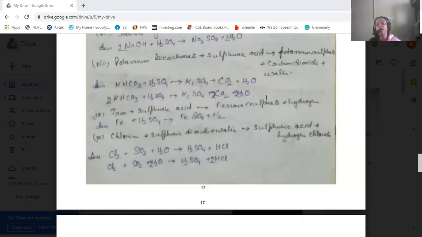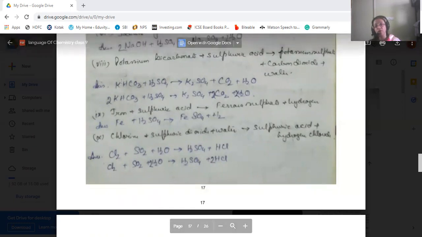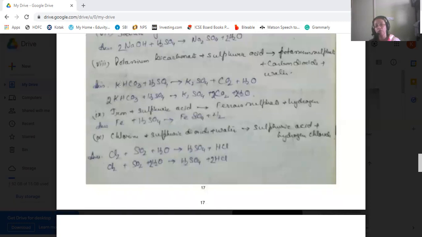Then potassium bicarbonate and sulfuric acid gives us potassium sulfate, carbon dioxide, and water. So KHCO3 plus H2SO4 gives K2SO4 plus carbon dioxide, CO2, plus H2O. Again, this equation is not balanced because on the product side, we get 2 potassium atoms. On the reactant side, there's 1 potassium atom. So for that reason, we need to multiply KHCO3 on the reactant side by 2.